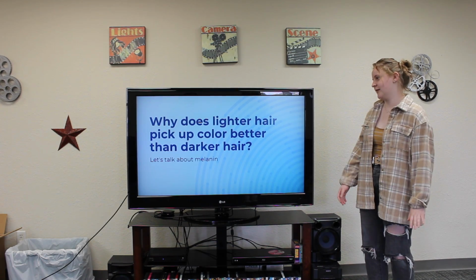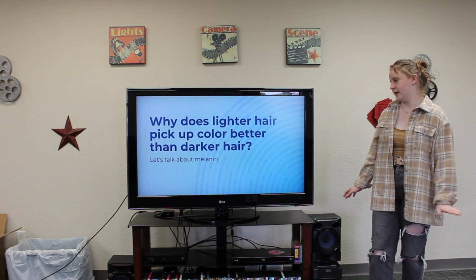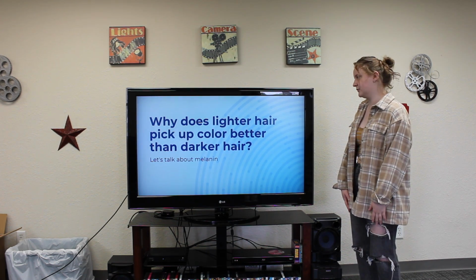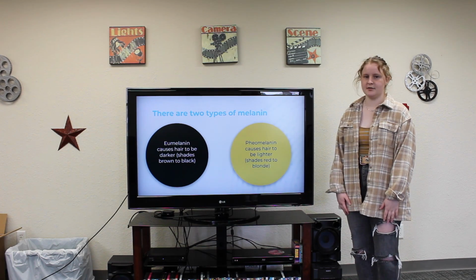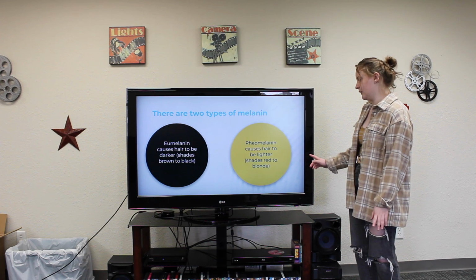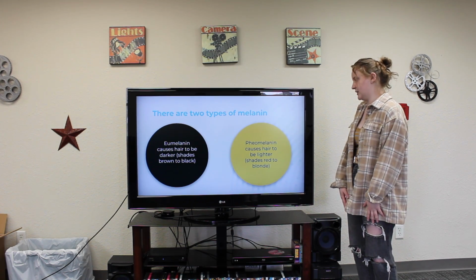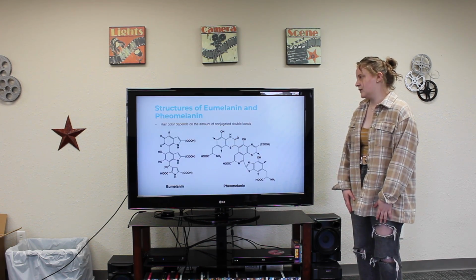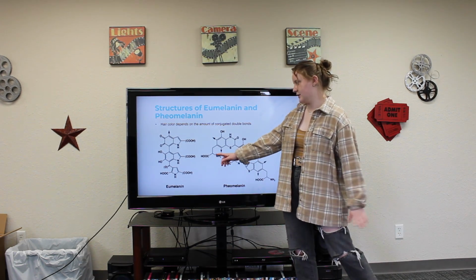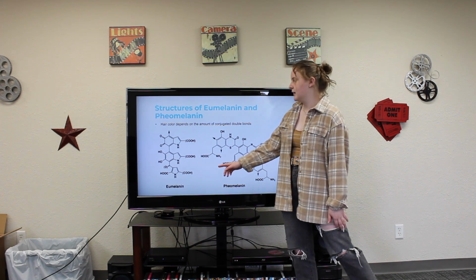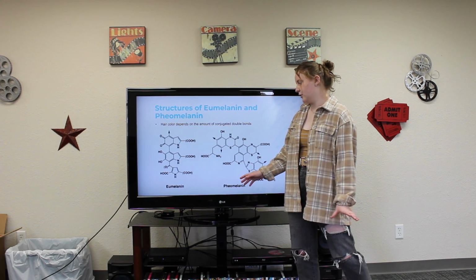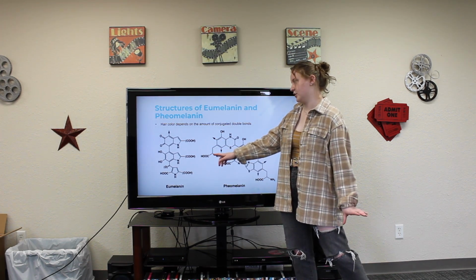So why does lighter hair pick up color better than darker hair? The answer has to do with the type of melanin in the hair, so let's talk about the 2 different types of melanin. So there's eumelanin, and that causes hair to appear darker, so it's in shades brown to black, and there's also pheomelanin, and that's in lighter hair, so shades red to blonde. So let's look at the different structures. As we can see, this is eumelanin, and it has a lot of conjugated double bonds, and this is important because the amount of conjugated double bonds has to do with the hair color, so since there are more, the hair color appears darker.